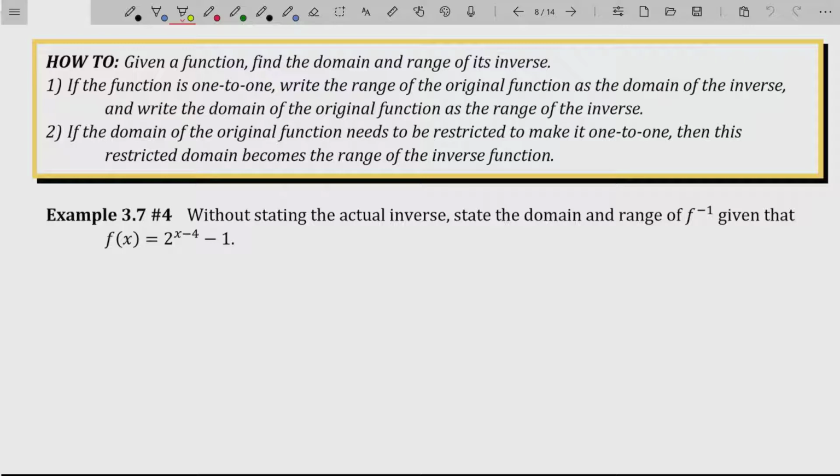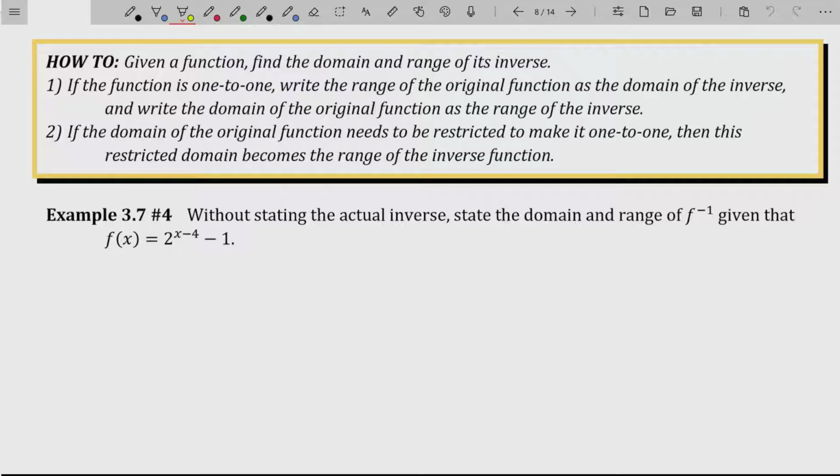That's actually not too terrible. If the function's 1-to-1, just write the range of the original function as the domain of the inverse, and write the domain of the original function as the range of the inverse. I will tell you right now though, finding the range of a function is generally more challenging than finding its domain. So we will see that as future examples come up. Another thing you need to know: if the domain of the original function needs to be restricted to make it or force it to be 1-to-1, then this restricted domain becomes the range of the inverse function.